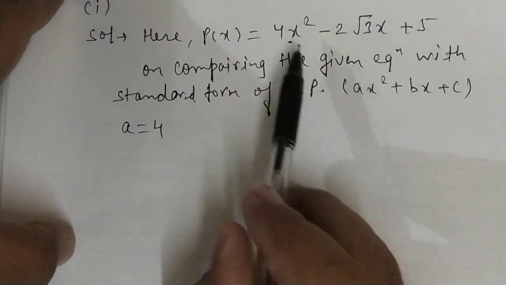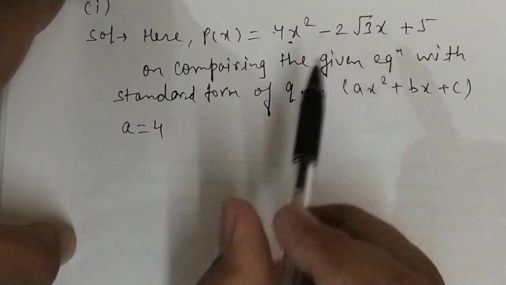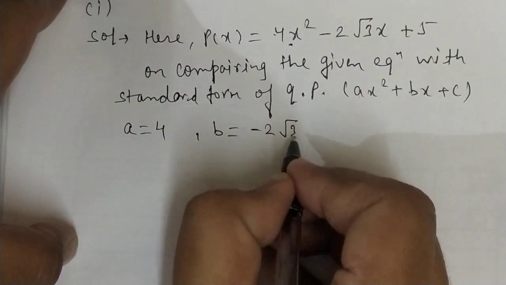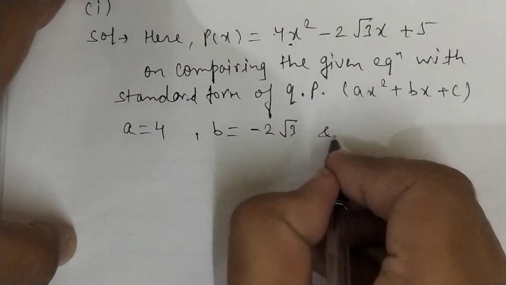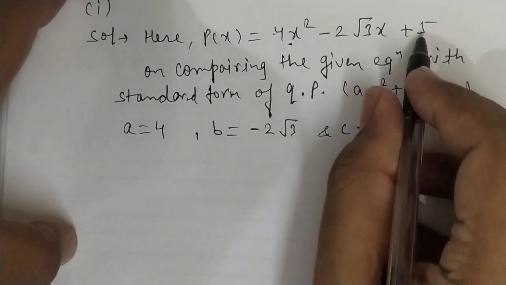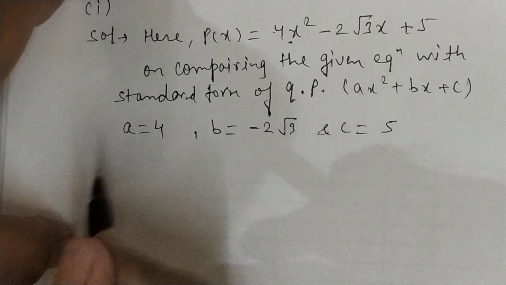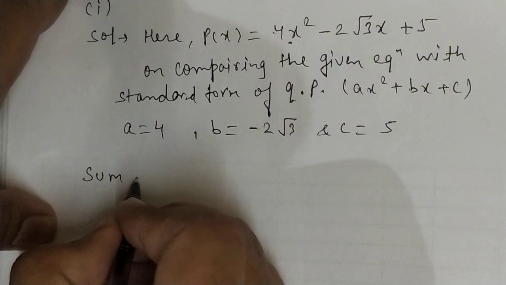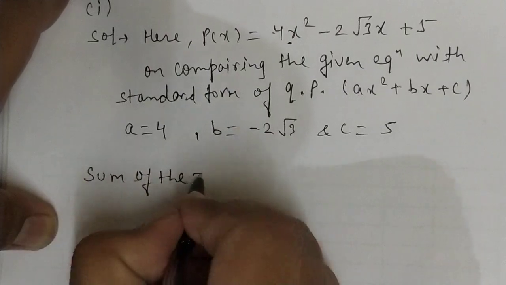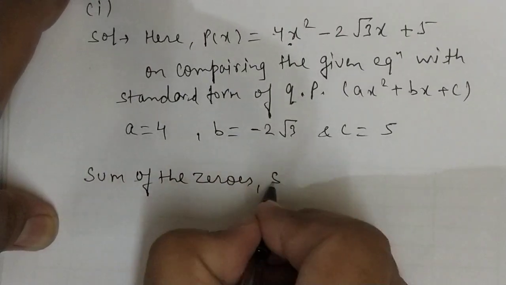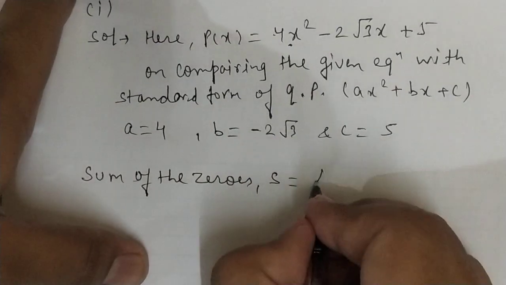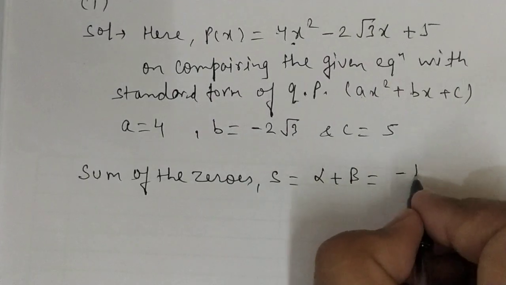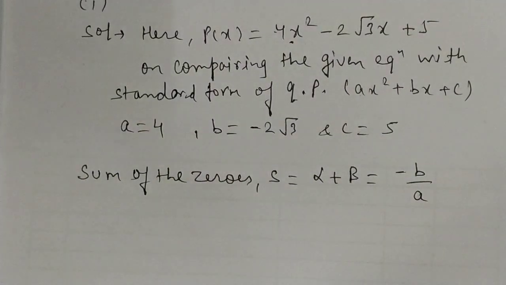So when you compare here, a will be equal to 4, b will be equal to minus 2 root 3. You have to consider the sign also here. And c will be equal to 5. Now first you have to find the sum, the sum of the zeros. So s means alpha plus beta, and alpha plus beta you can find directly by minus b by a.